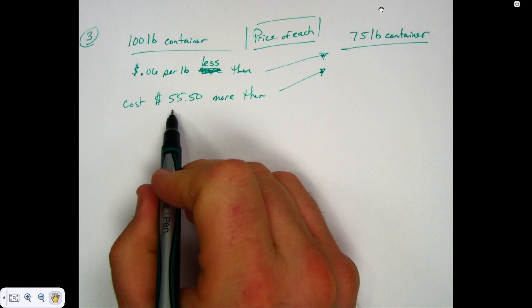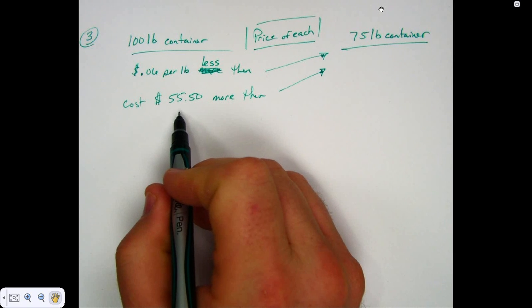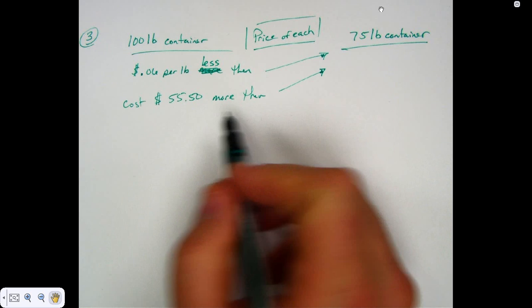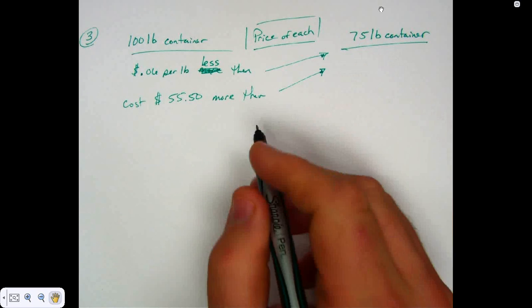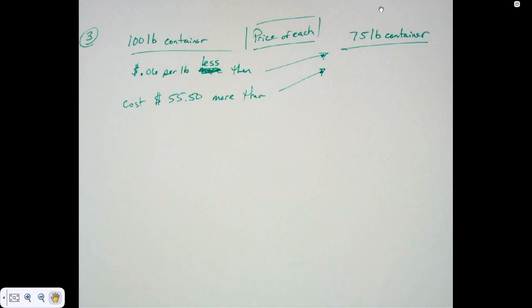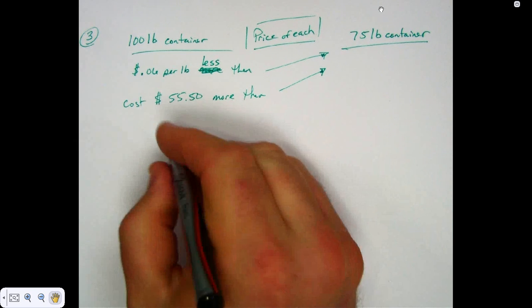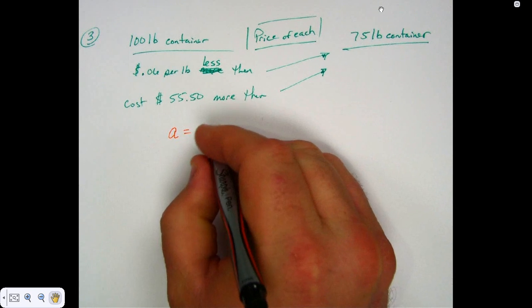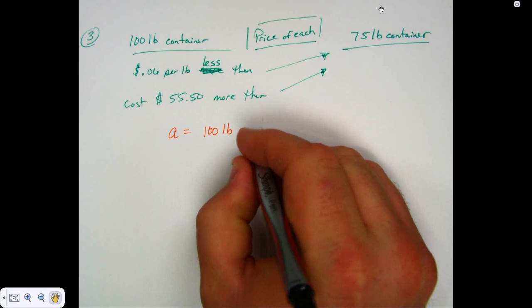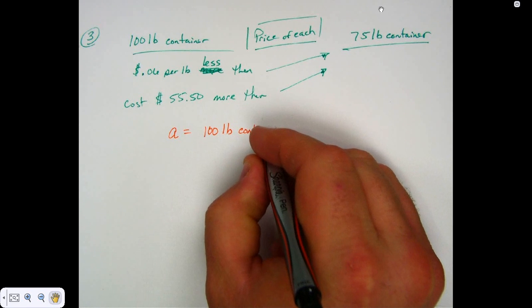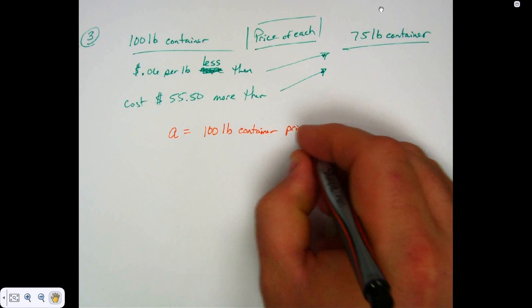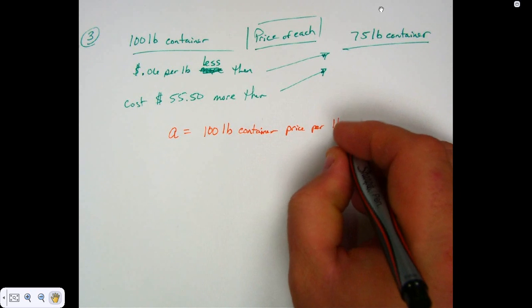Now, like I said, my first error, I went ahead and just made X and Y how much it cost for the 100-pound and how much it costs for that. But what I'm going to use is A and B. We're going to make A equal to the 100-pound container price per pound.